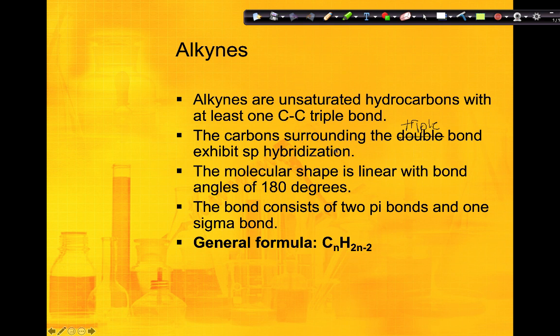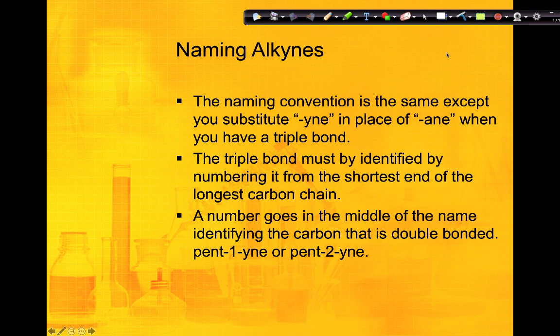Now the general formula: you take the number of carbons, so if I had 3, I would double that number, which would be 6, but then I would subtract 2, so it'd be 6 minus 2, which would be 4. Okay, so for the naming, the only difference is now it ends in Y-N-E. That's it. All the numbering system, everything else is exactly the same.